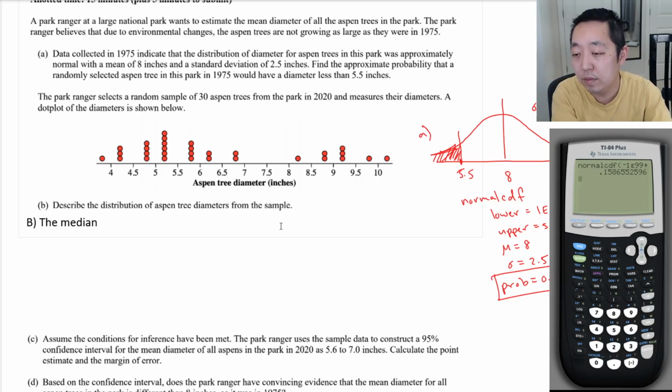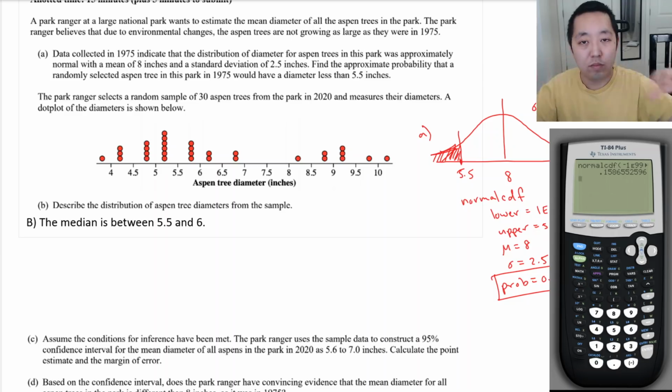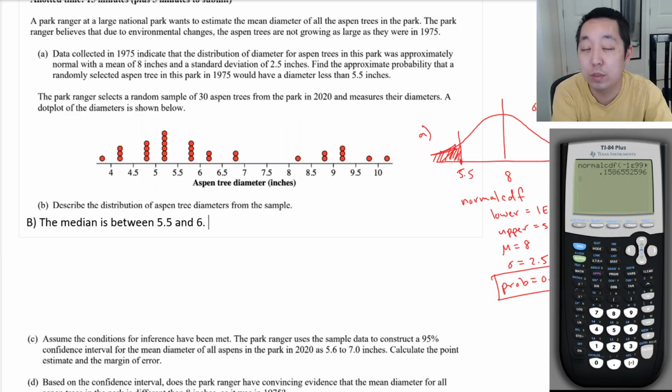The median is between 5.5 and 6. How would I describe the shape of this one? I would say there's two kinds of curves here, two humps. I would call this a bimodal distribution is the technical term, but I would say there's kind of two clusters. It appears to be bimodal.